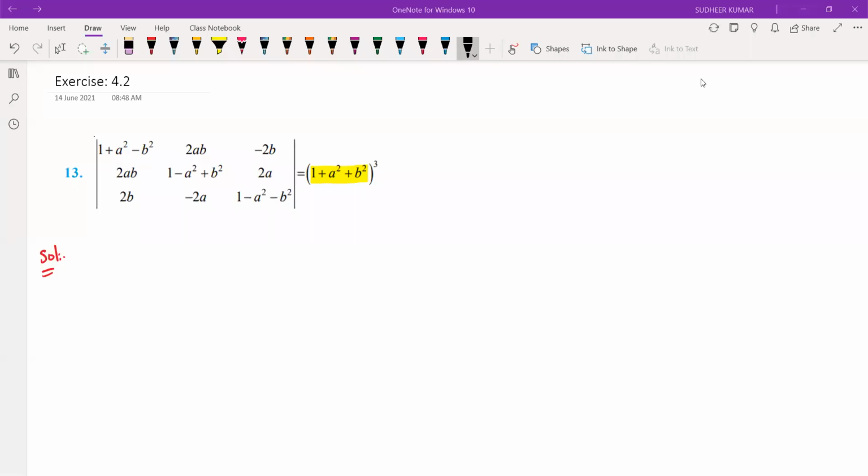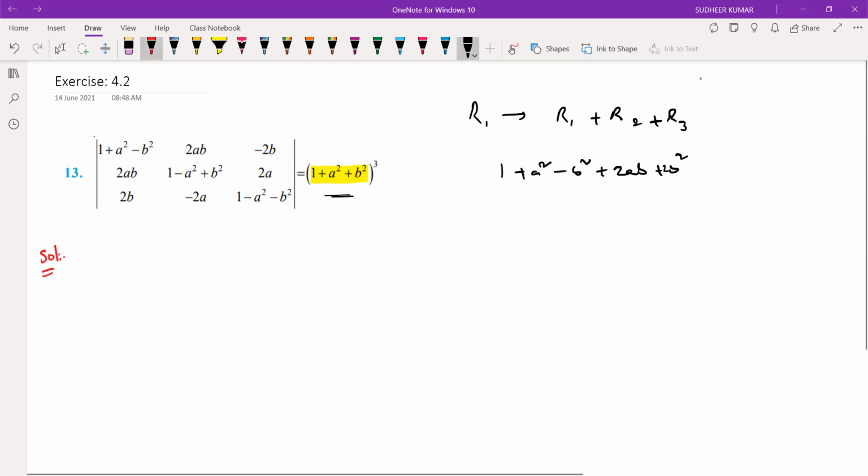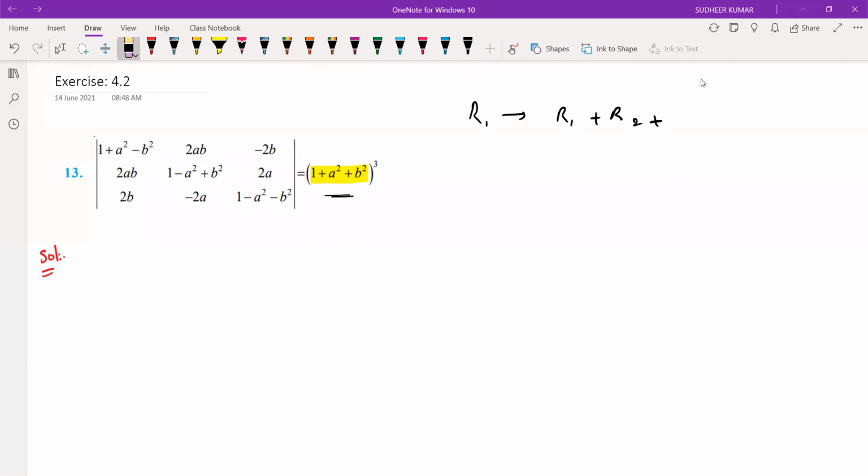Suppose we change R1 as R1 plus R2 plus R3. Is there any chance to get 1 plus A square minus B square plus 2AB plus 2B square? So there is no chance to get 1 plus A square plus B square. So how shall we proceed? So we'll use that.